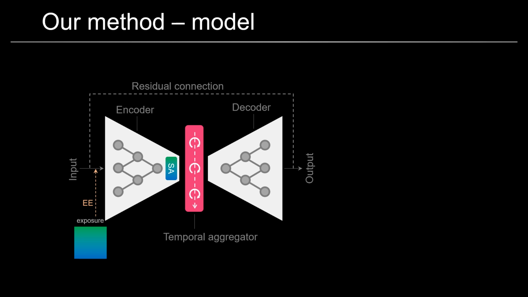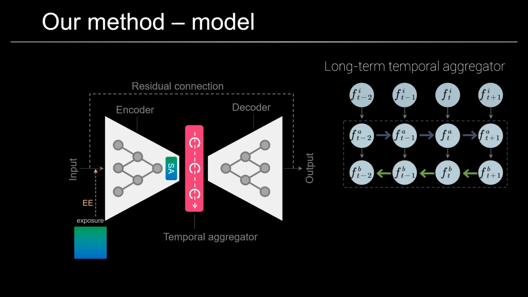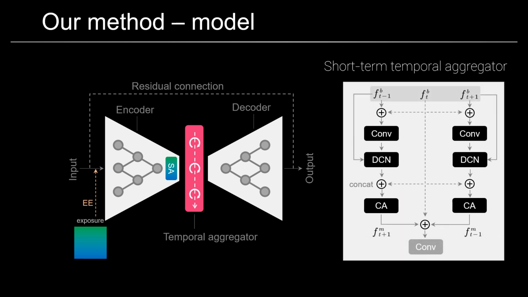Secondly, the long-term temporal aggregator. It uses two recurrent neural networks, RNNs, to propagate long-term information along the time axis bidirectionally. Thirdly, the short-term temporal aggregator that uses a sliding window to fuse neighboring frames. It consists of a module stacked with a few convolutional layers, a deformable convolutional network and a channel attention.